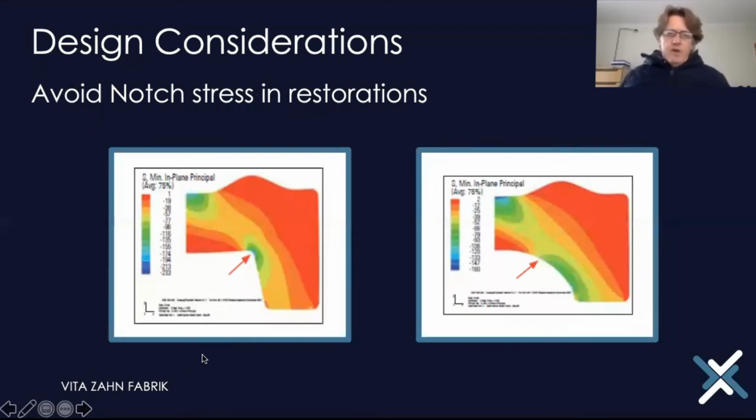Another thing that is very, very important to consider is if you are going to make sharp line angles, like we did with old school metal-based crowns, where we needed to prepare a tentative form, if you prepare that, you are going to create notch stress. In other words, you'll increase the stress on a specific point in your crown, which will lead to fracture of the porcelain from the inside, not from the occlusal surface, but from the inside.